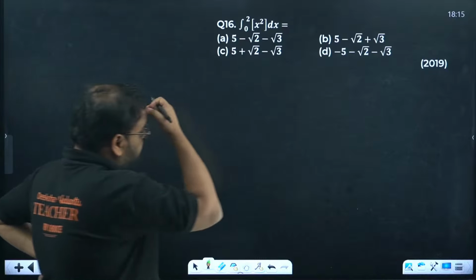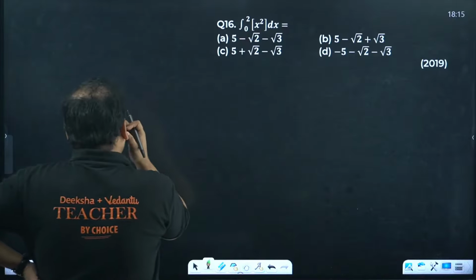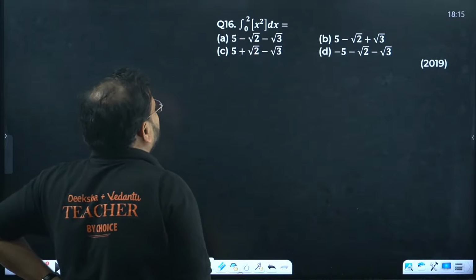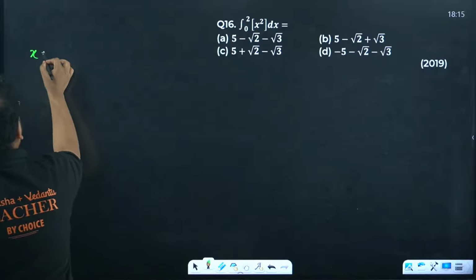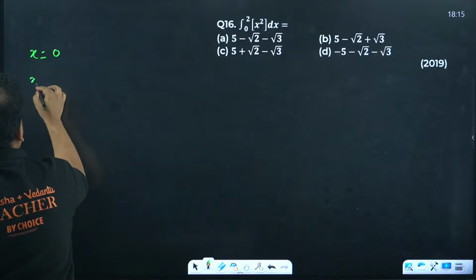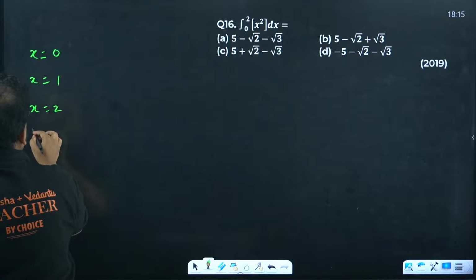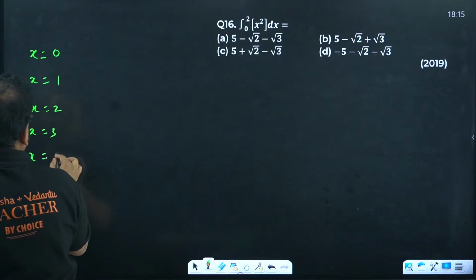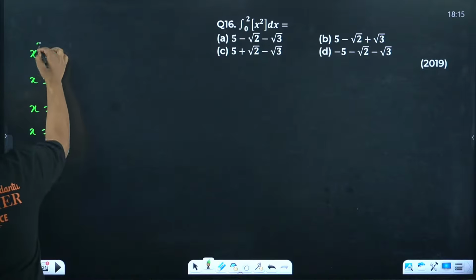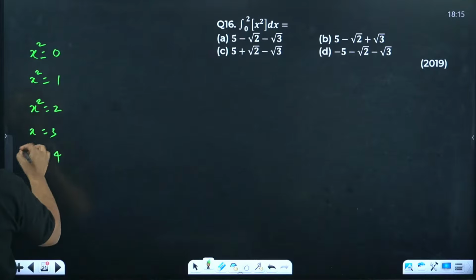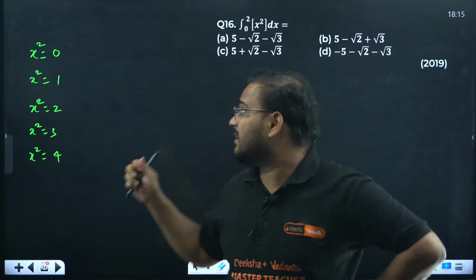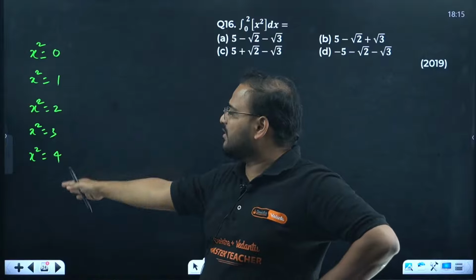Question number 16 now. The limit is given for x square, so we can see the behavior of x square. If x value is 0, x value is 2, x value is 4, sorry, my bad: x square value is 0, x square value is 1, x square value is 2, x square value is 3 and x square value is 4. We can have the x square value from 0 to 4 only, because x value lies from where to where? 0 to 2. So x square value will lie from 0 to 4.